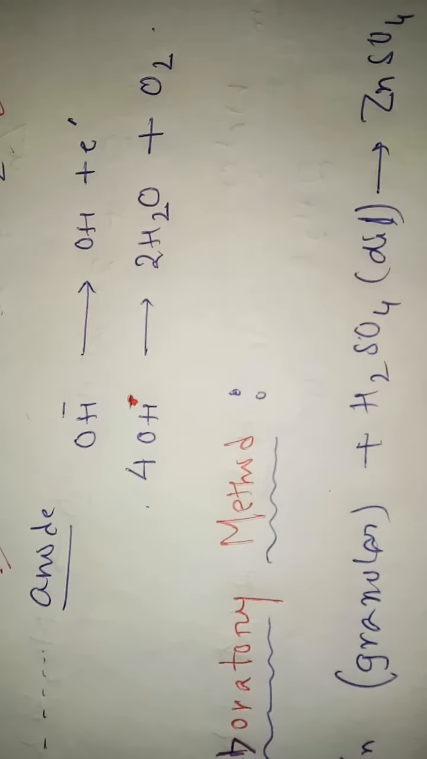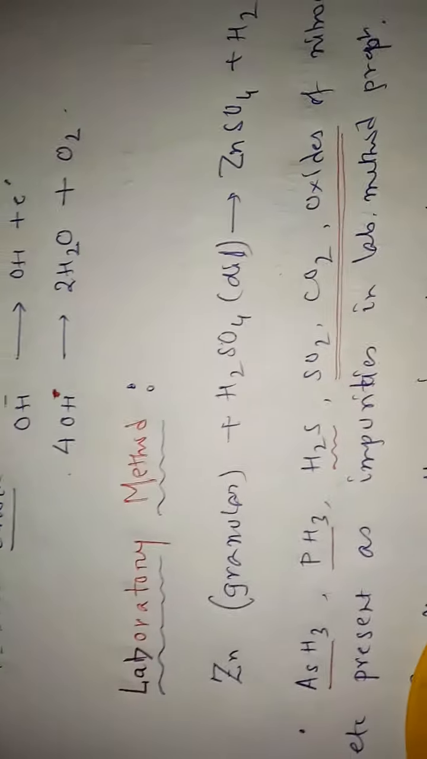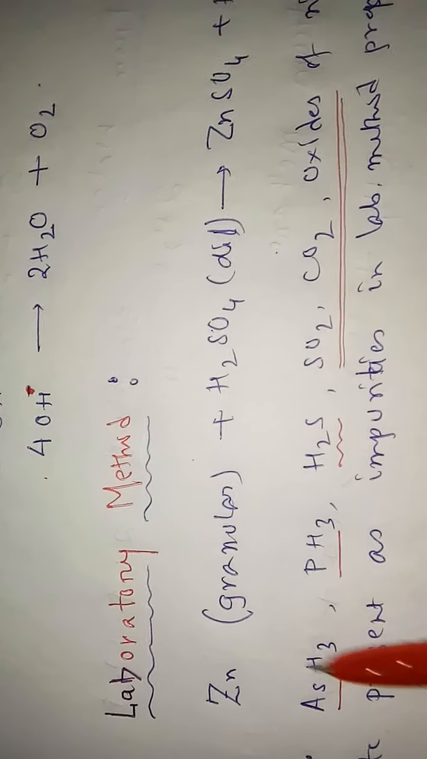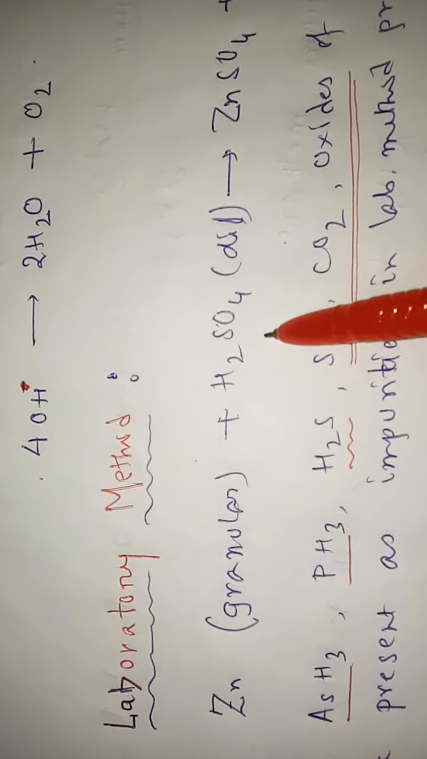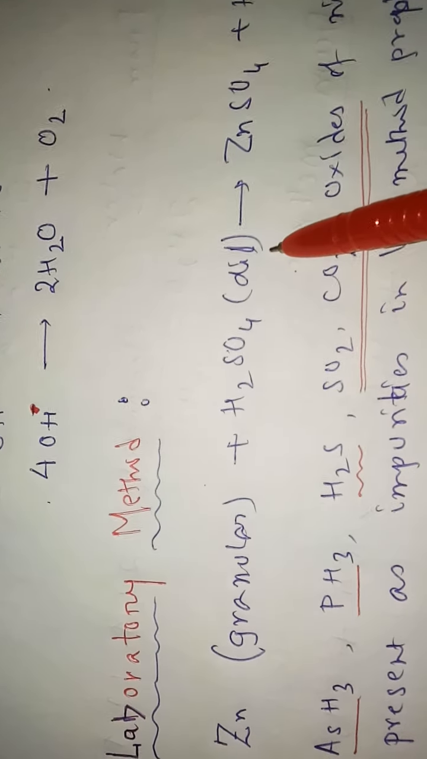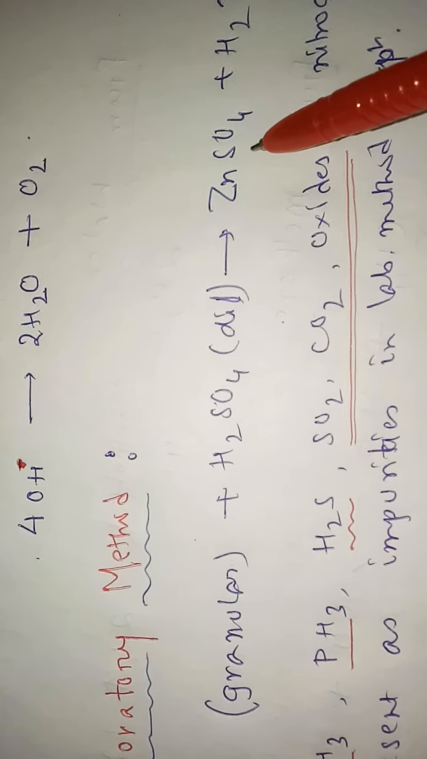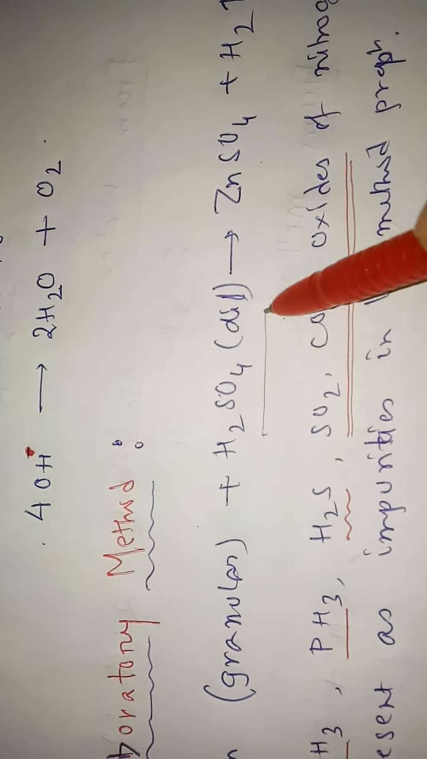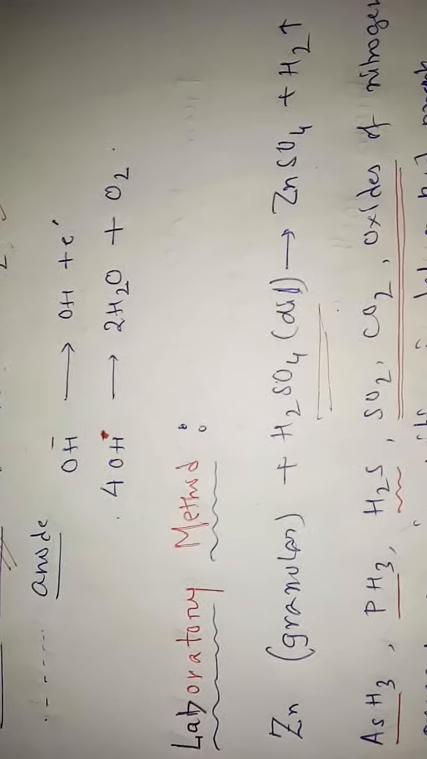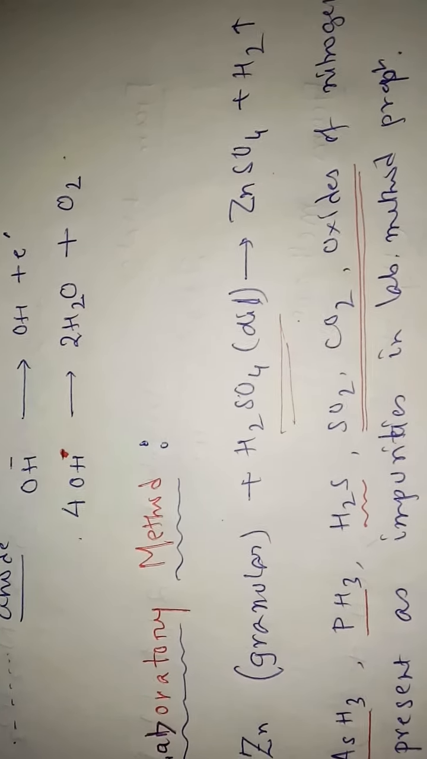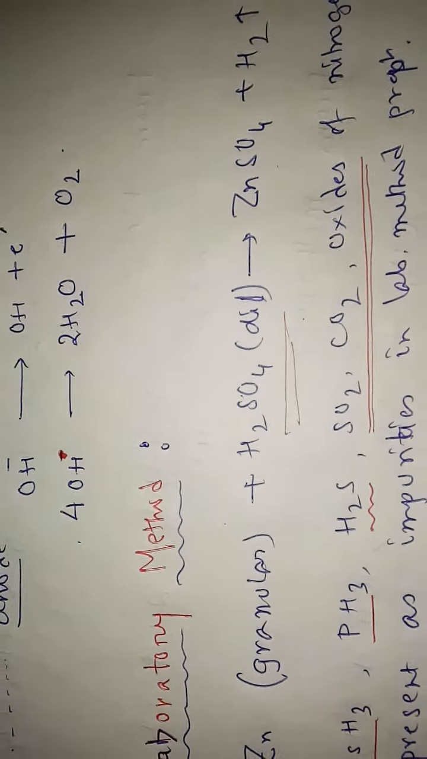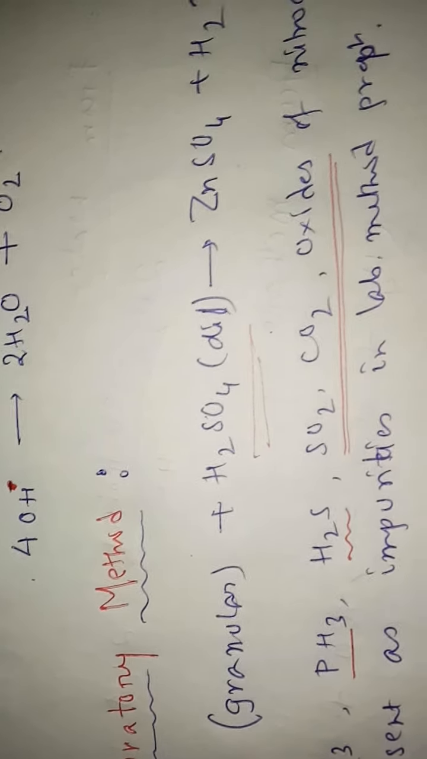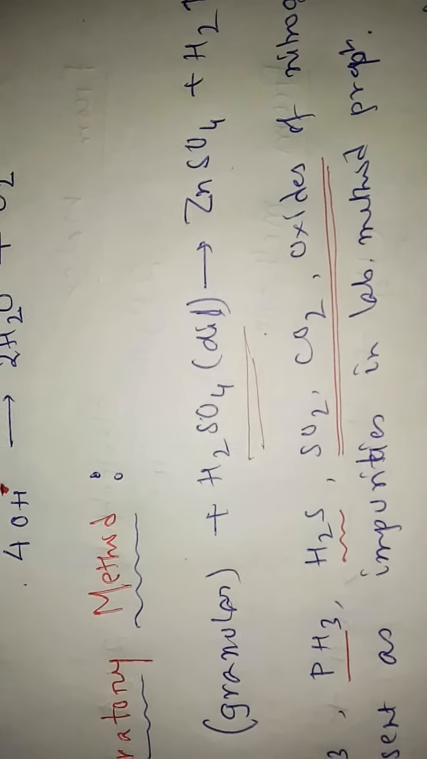Now the laboratory method of preparation. Laboratory method preparation is important. Now you have to take granular zinc reacting with dilute H2SO4. So we get ZnSO4 plus hydrogen. Remember, we have to take the H2SO4 in dilute form. We cannot take HCl, HNO3. HNO3 is an oxidizing agent, so we cannot take HCl also.